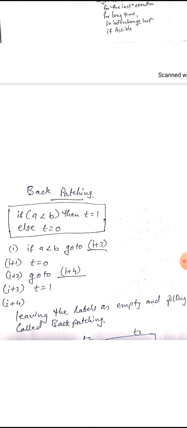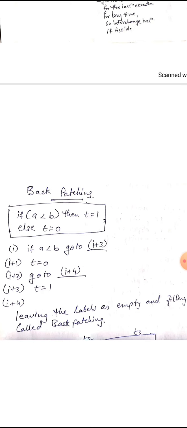So first, let's see the concept behind backpatching. Backpatching means leaving the labels empty initially, and at a later stage we fill up these labels with numbers, right. So let us take an example of if then else. If a is less than b, then t equal to 1, else t equal to 0. This is what we need to do. So I will prepare the intermediate code for this, and let the goto statements be kept initially with dash. Then finally we will fill up everything.